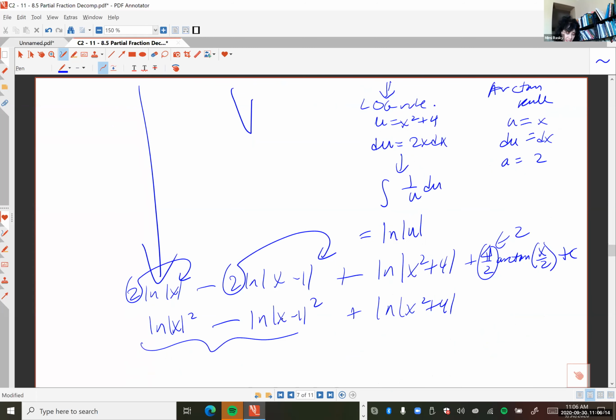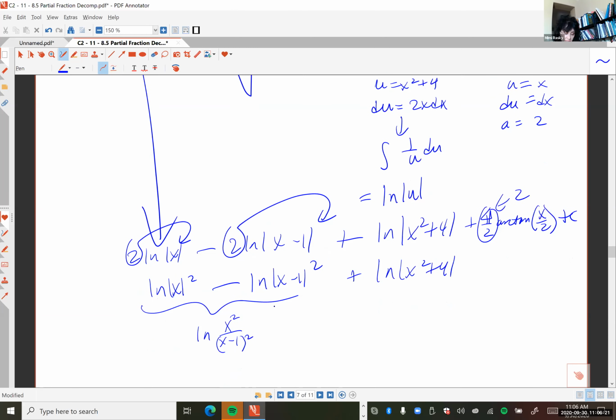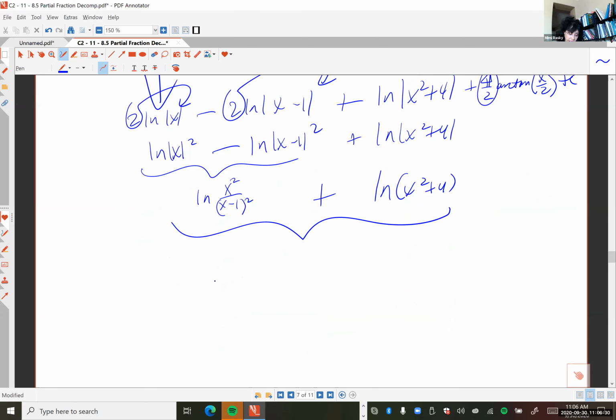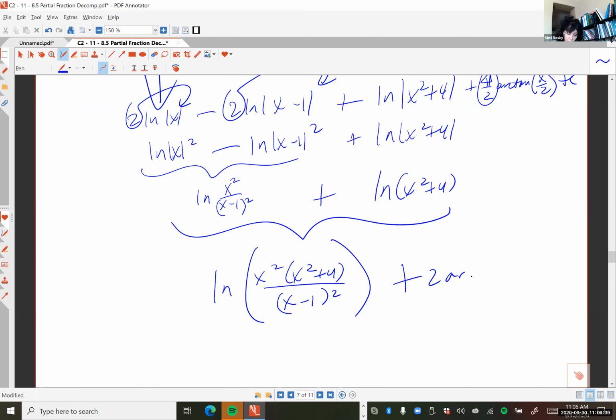If I condense these two guys as a single log, that is where I take the log of the difference. But then I have this log here. And so if I condense these logs together, because now that's adding two logarithms together, I'm going to get one big old log like this, which is kind of cool. Plus my 2 arctan(x/2) plus C. Okay, that took a lot of work to do that problem.